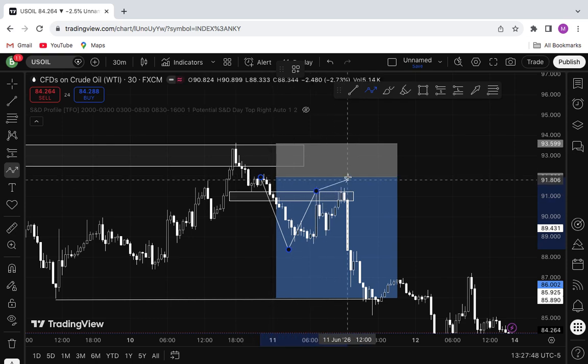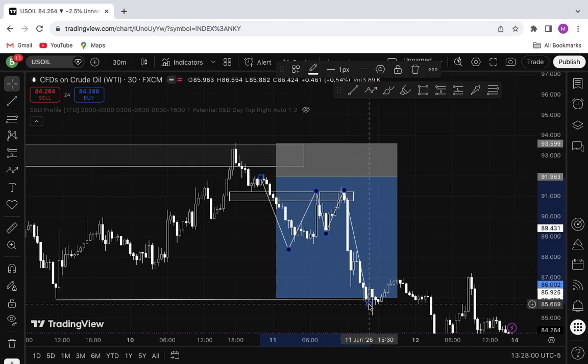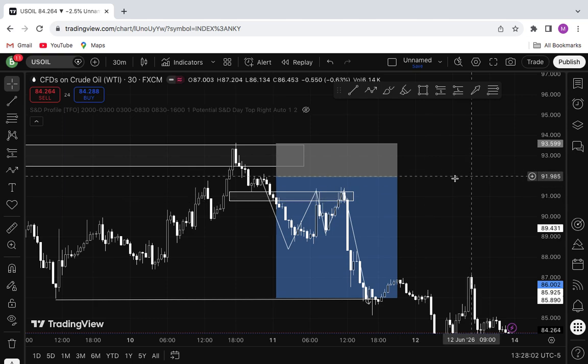But what happened? It came back, tapped at this level, giving you more inducement that, okay, I've done a pullback. People are expecting the market to continue buying. What happened? The market dumped. So most of the time, always learn how to collect partials in the market. Always learn how to collect partials.